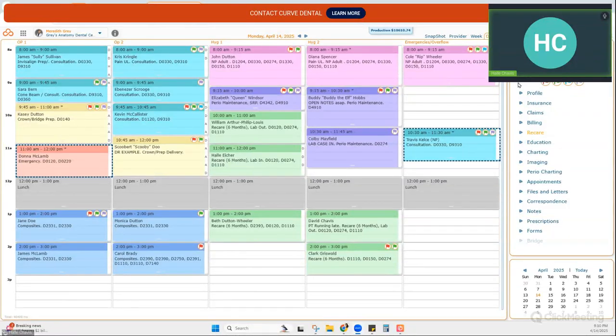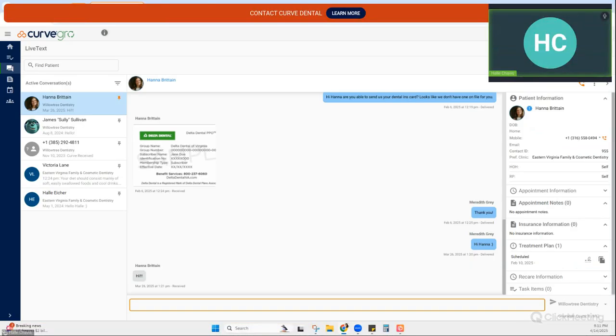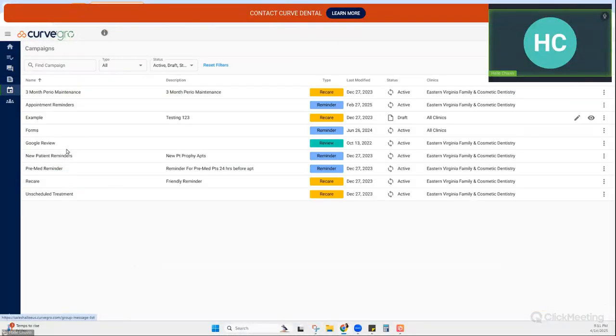Now, as far as the schedule and sidekick, this is the user interface, but we also have patient engagement included. So we can eliminate the need for a third-party software to communicate back and forth with your patients. You have two-way texting. Patients can send you images, and you can send them straight to their record to save, so there's no downloading or uploading. You also have campaigns, which are automated messages, whether to get reviews out, remind patients about appointments, send forms out prior to arrival, or get patients back in with overdue recare or unscheduled treatment. We'll have you covered there.